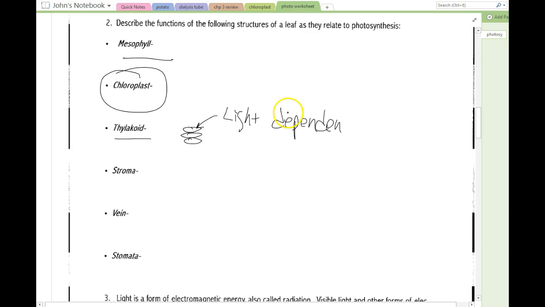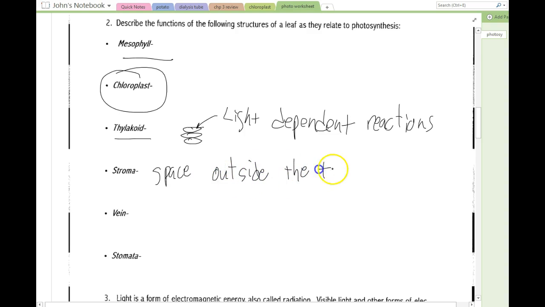Light-dependent reactions. The stroma is the space outside the thylakoids where the light-independent reactions take place.